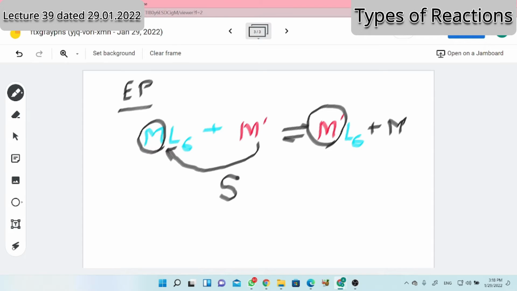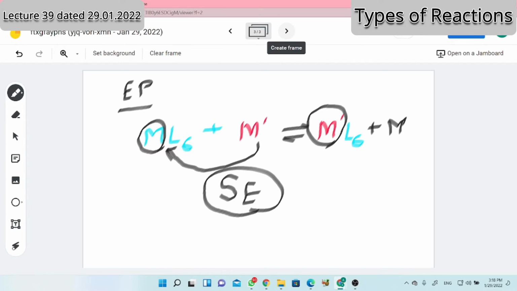But what about the metal? Metals are electropositive, means electrophile, or are they nucleophile? Yes, metals are electrophiles. A positively charged species will go towards a negative charge. It is an electrophile. So it is an electrophilic substitution reaction.